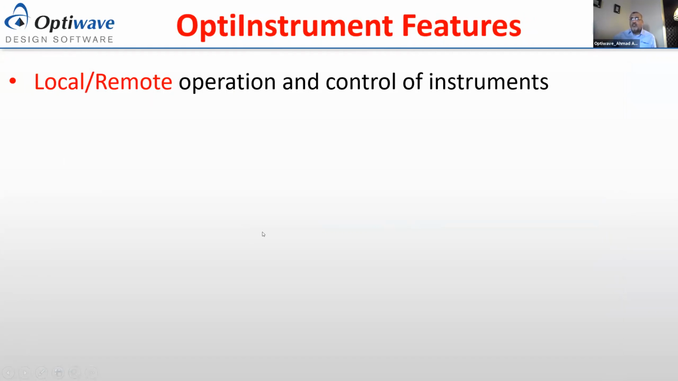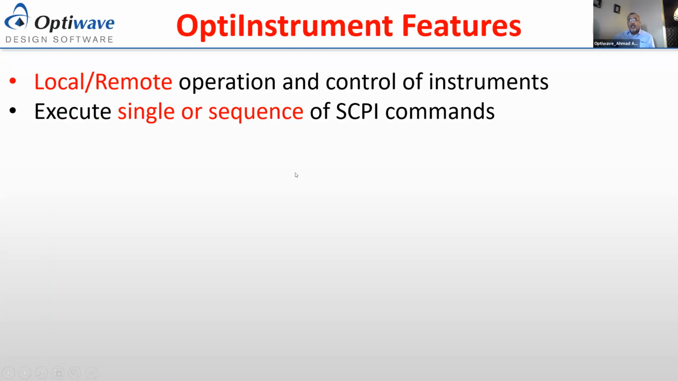Now, OptiInstrument in general, just to give some of its features: you can operate the software remotely or locally. If you have USB keys or GPIB or whatever physical connection, you can do it, or you can do it remotely through the internet. You can execute one single command or a sequence of SCPI commands to control the instrument.